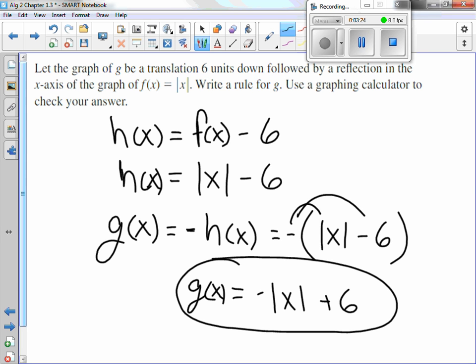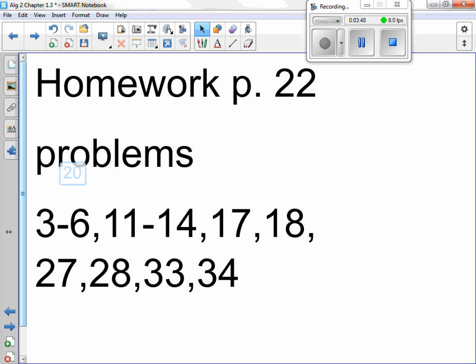So this right here is a combination of our moving it 6 units down and then reflecting it across the x-axis. So this right here is our final answer. Negative absolute value of x plus 6. And that's it. That's all we have to do to find this one here. That's all we have to do for these here.